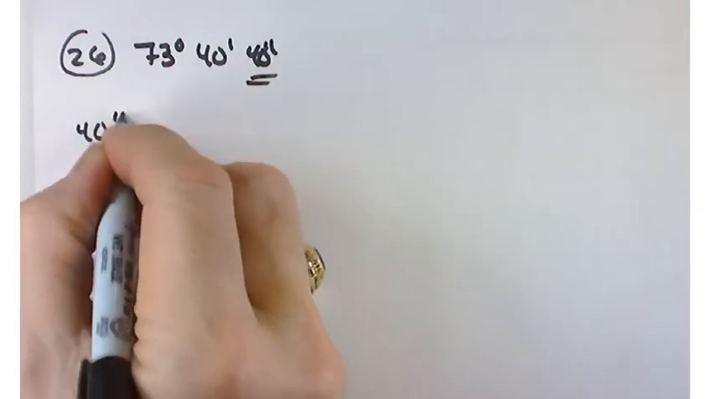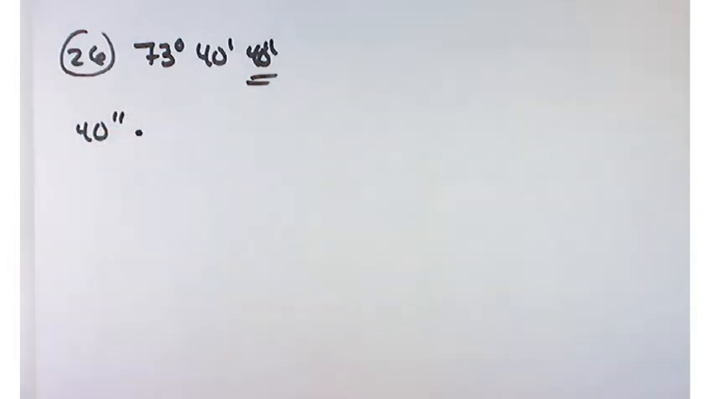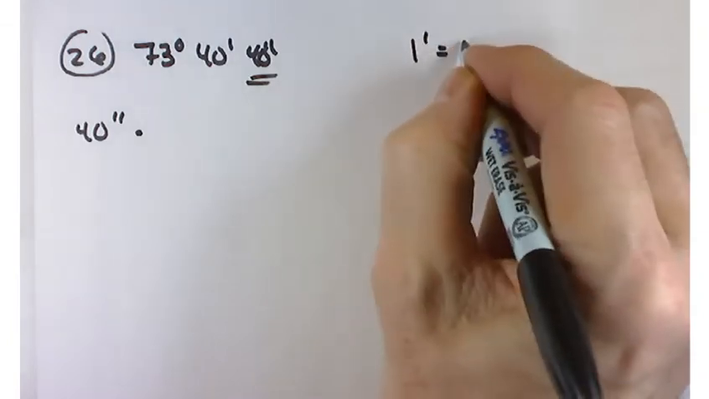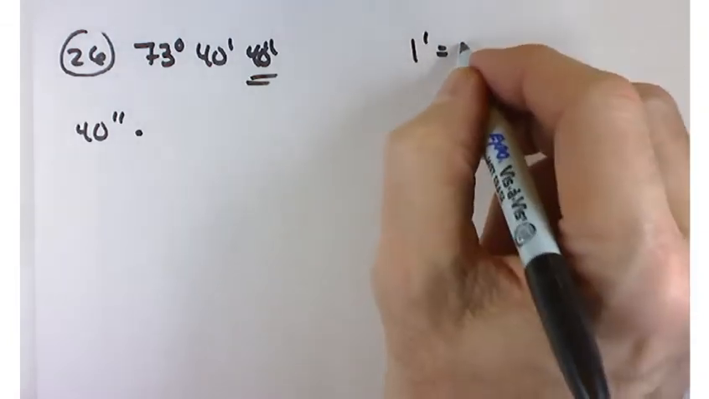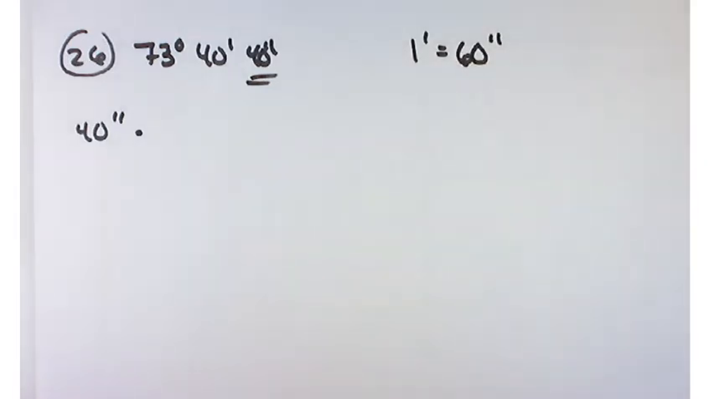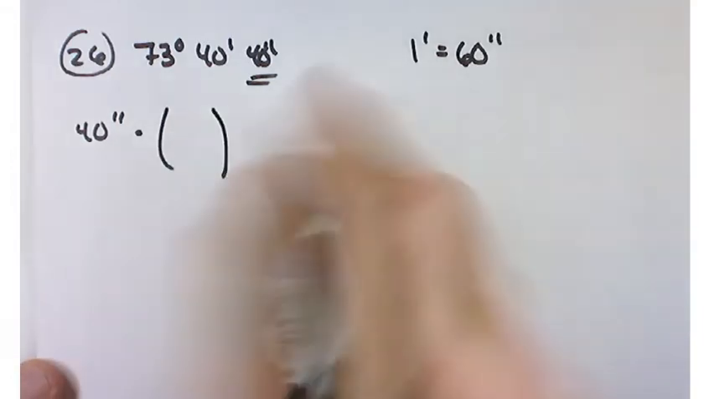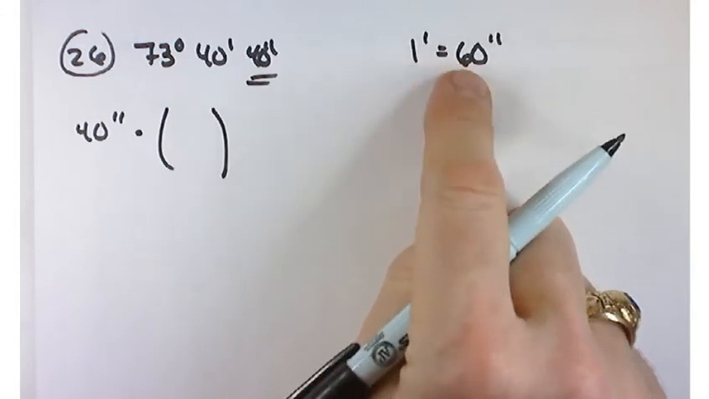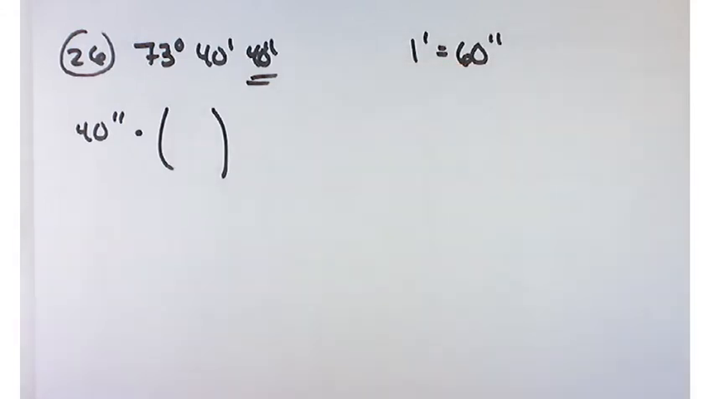So I got 40 seconds. And I know that 1 minute has 40 seconds in it. So let's keep in mind 1 minute has, I said 40, I meant 60. 1 minute has 60 seconds. So I'm going to multiply by something to convert from seconds to minutes. Here's the trick. We're going to multiply by 1.